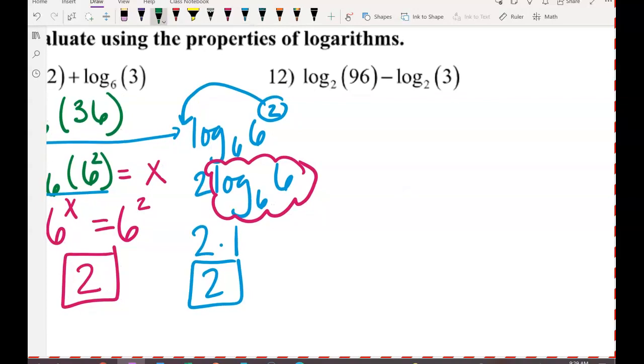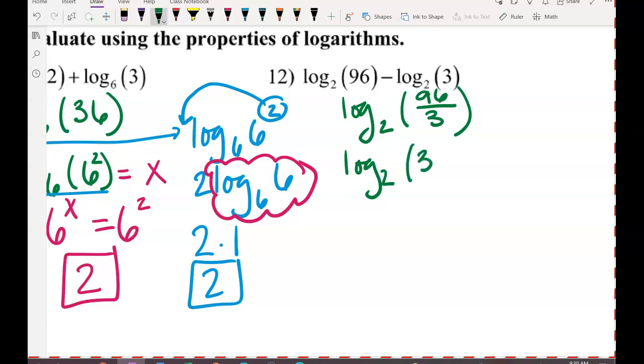The bases, are they the same? Yep, so we write it as what? Log base 2 of what? 96 divided by? Okay, someone give me that. What's 96 divided by 3? 32. Can I break 32 down, y'all, into a base of 2 somehow? Oh, Roman, thank you. Roman, 2 to the what equals 32? Okay.